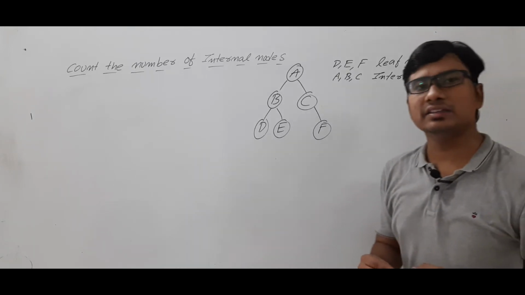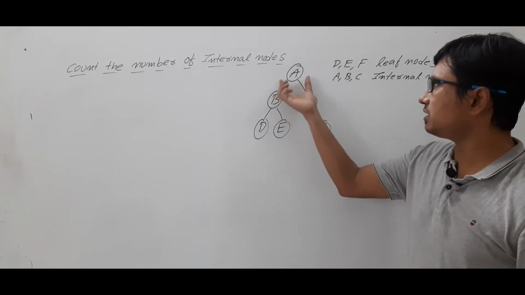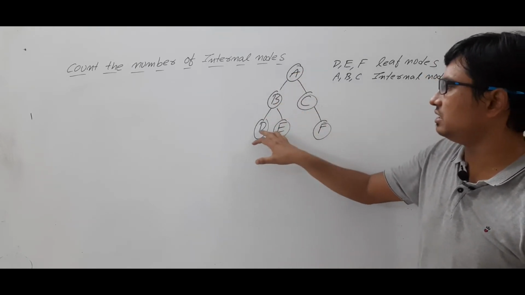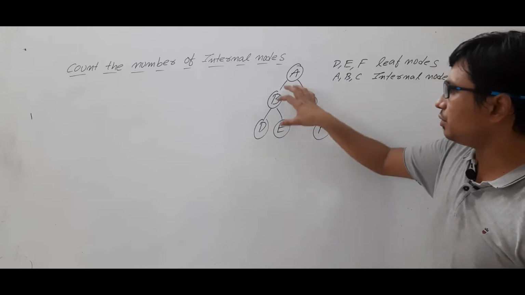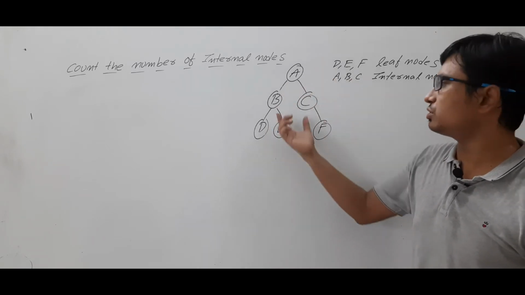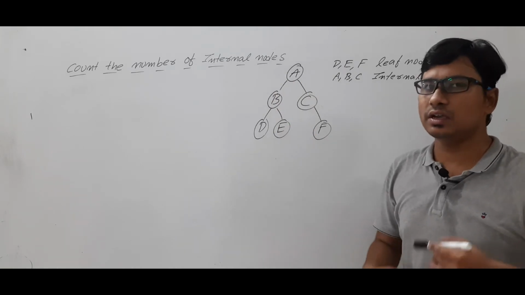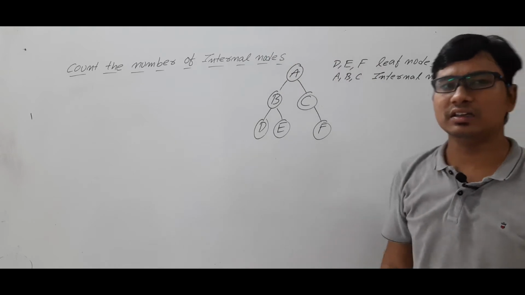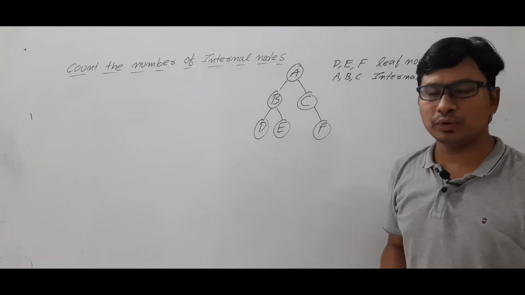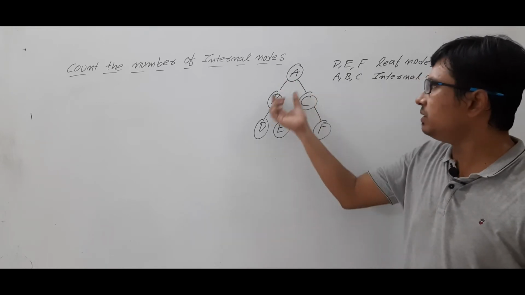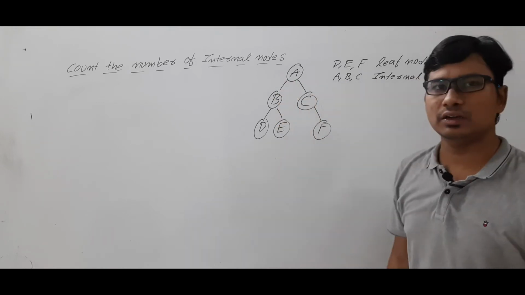The nodes other than the leaf nodes. If you look here, we have totally 6 nodes in this binary tree, such as A, B, C, D, E, F. Now, once you got the leaf nodes, the nodes other than the leaf nodes will be called as internal nodes. Now, in this one, A, B, C are the internal nodes. So, I hope you have understood how to identify the internal node. Now, how many internal nodes are there? 3 internal nodes are there.